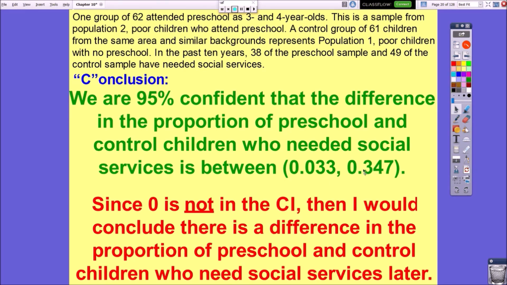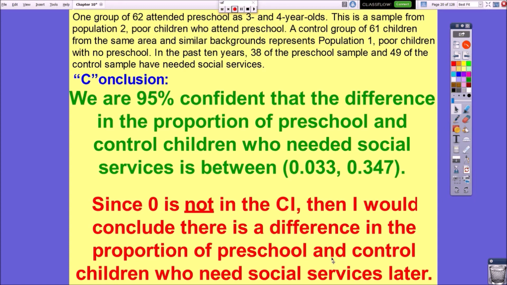Now, an extra thing that we can now state here is since 0 is not in the confidence interval, and remember, we're trying to see if there's a difference between these two groups of kids, and since our confidence interval does not contain a 0 difference possibility, then I would conclude that there is a difference in the proportion of preschool and control children who need social services later.